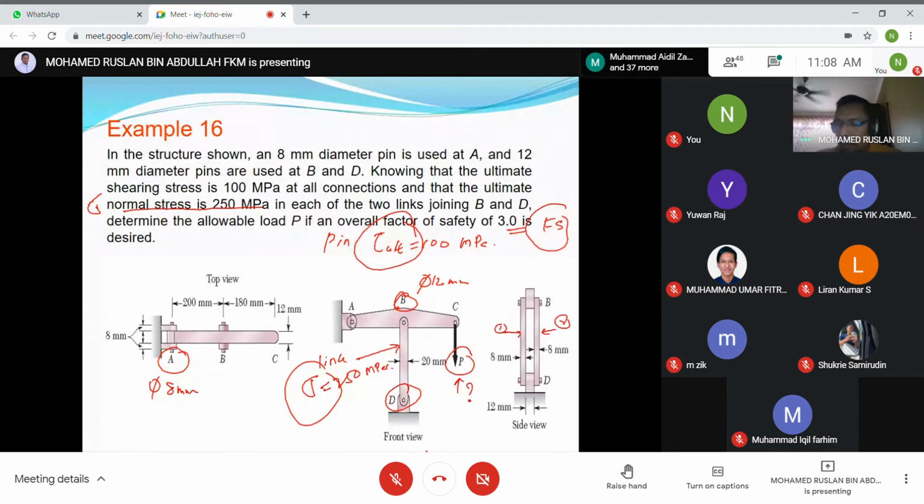Can you understand this problem? You understand this problem first before we proceed? I hope you can understand. That is all the requirement.